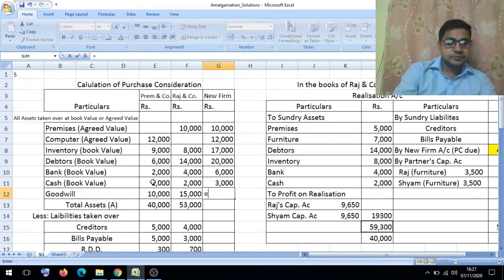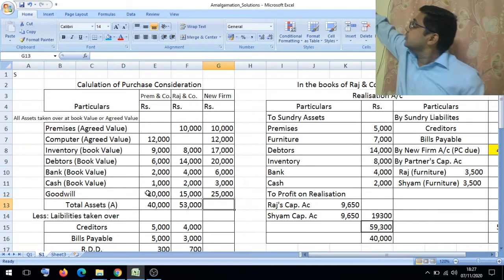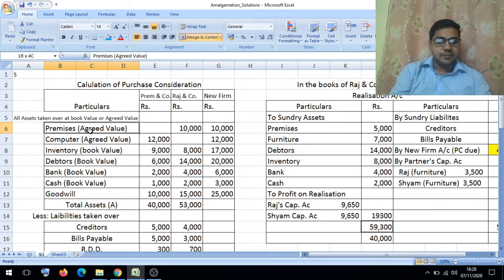Then goodwill: total we consider 10,000 plus 15,000, total will be 25,000. Keep in mind that we recorded this. Now the same values we have to put on our asset side: premises, computer, inventory, debtors, bank balance, cash, all these things we have to consider.